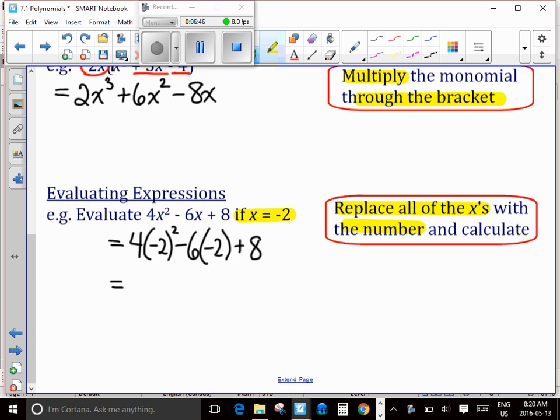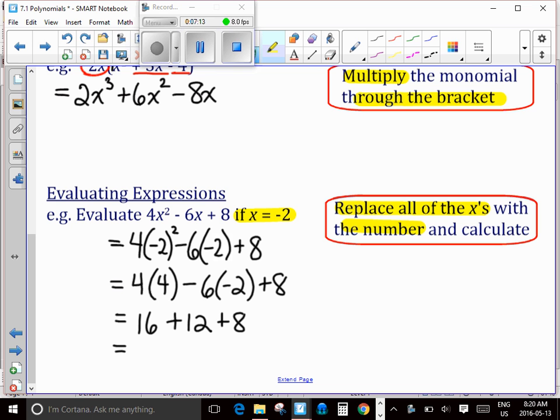I'm thinking about BEDMAS, so I'm going to do the squaring first, exponents. So I've got 4 times a negative 2 squared. Negative 2 times negative 2 is positive 4. In the next line, I can do the multiplication. So I've got 4 times 4, that's 16. And then I've got negative 6 times negative 2, that's positive 12. And then plus 8 at the end still. And then finally, I can do the adding at the end here. 16 plus 12 plus 8 gives me 36.